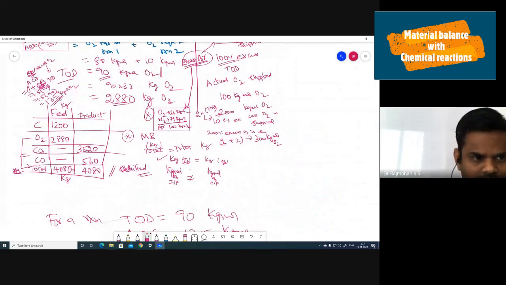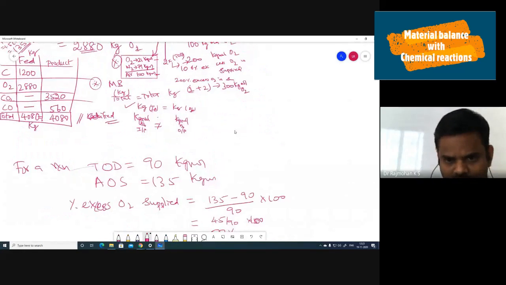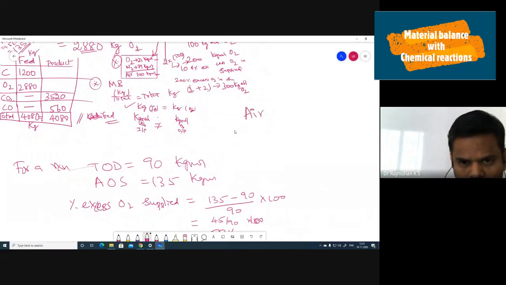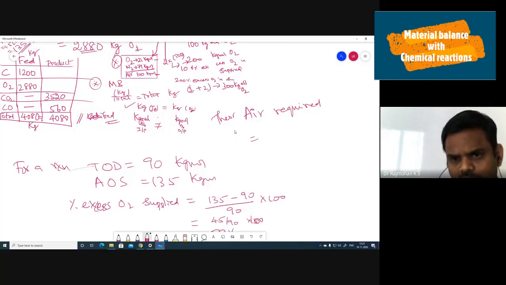Even this problem, you can complete that part also. We will not get into the excess part. If 90 kg mole is the oxygen required, what is the theoretical air requirement? We know that 100 kg mole of air contains 21 kg mole of oxygen, right? So 100 contains 21, but what we have is 90. So what is the air requirement? It is 100 into 90 by 21. So what is the kg mole of air required here?